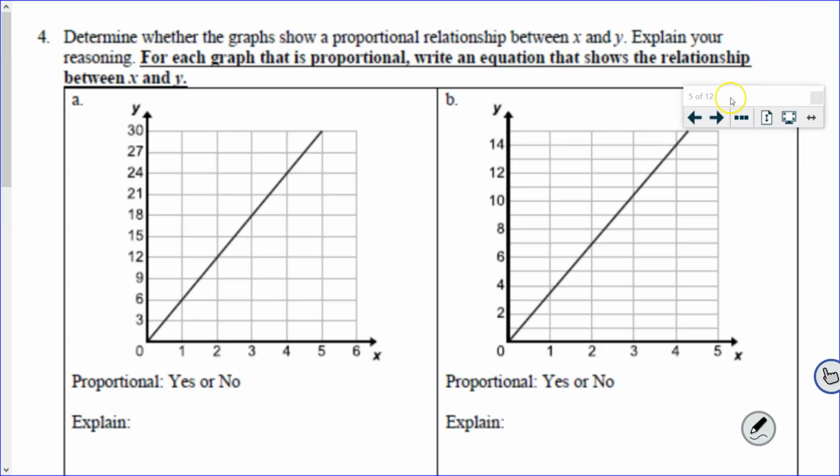But I want you to take just 60 seconds, and I want you to identify whether or not these are proportional relationships. 60 seconds is all you get. Ready, set, go. Online learners, pause the video until you're ready.